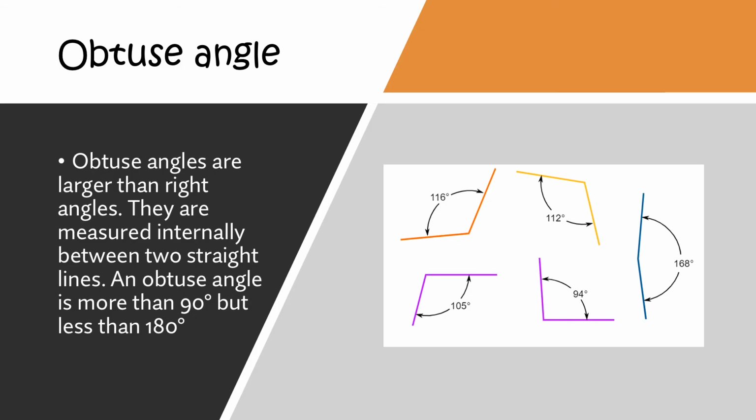So let's take a look at the obtuse angles now. Obtuse angles are larger than right angles, and they are also measured internally between the two straight lines. As you can see, as indicated on the right hand side, we have our two lines that are further apart than our right angles. Therefore, an obtuse angle is more than 90 degrees, but it's less than 180 degrees.